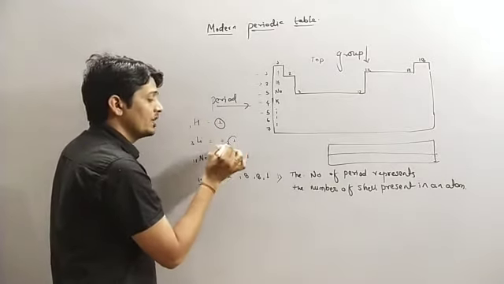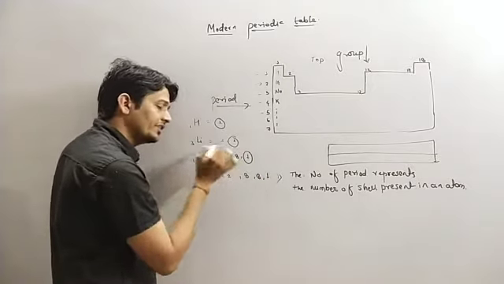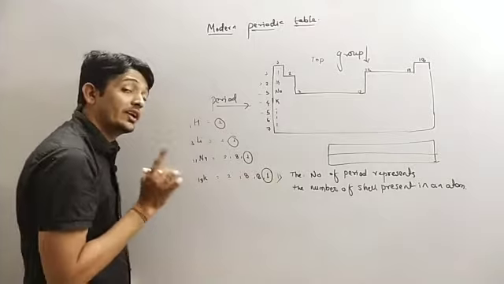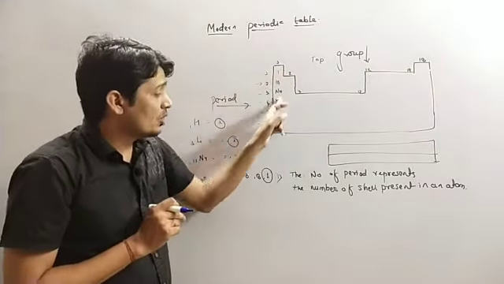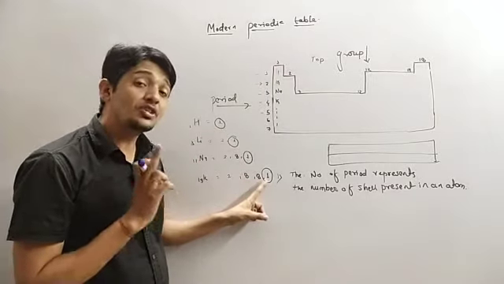Then lithium also contains 1 electron in its outermost shell, sodium also contains 1 electron in its outermost shell, and potassium also contains 1 electron in its outermost shell. So we are seeing that every element of group 1 contains 1 electron in its outermost shell.